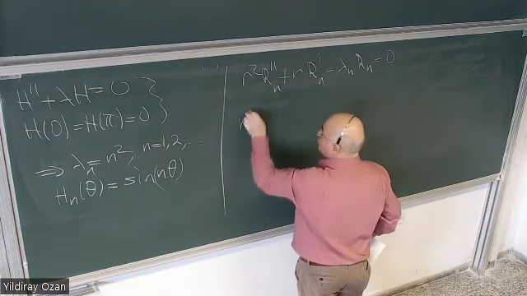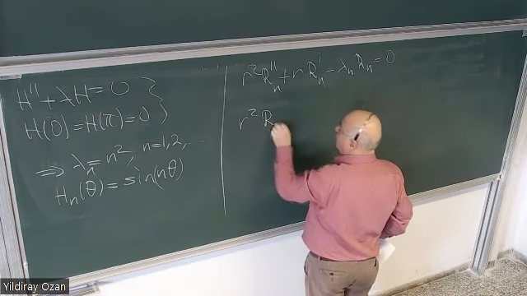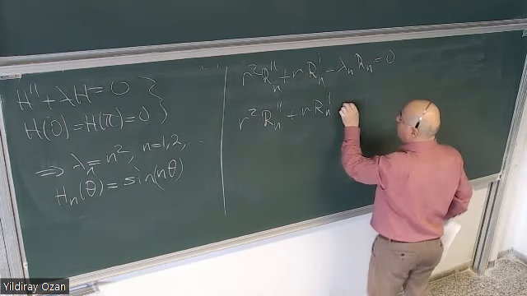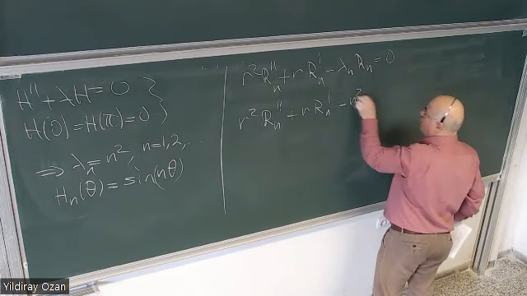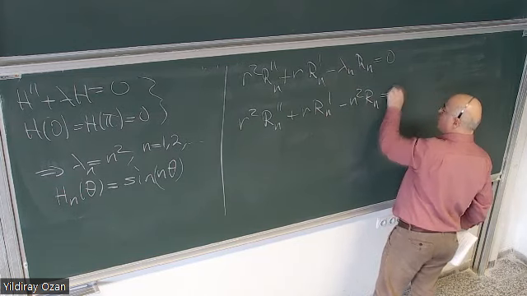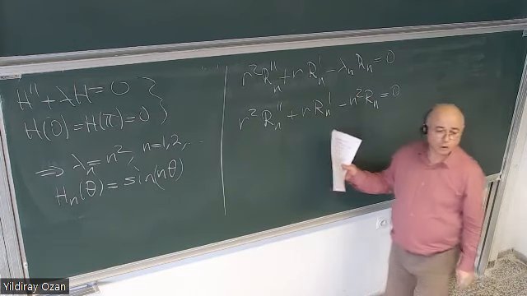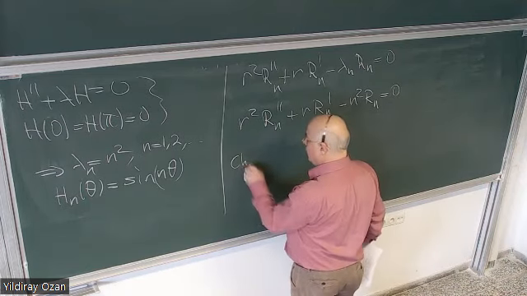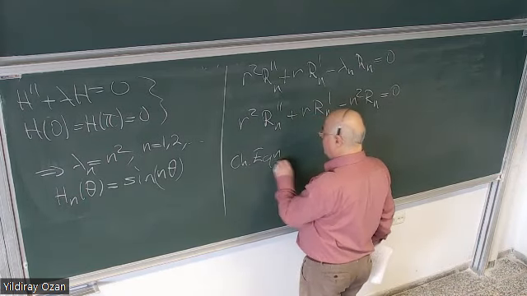So we get r squared, rn double prime plus r times rn prime minus n squared rn equals 0. How do we solve this? We write down the characteristic equation for this.